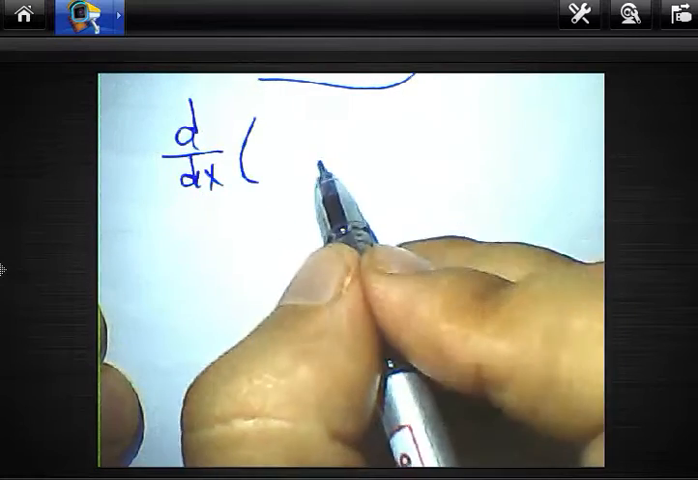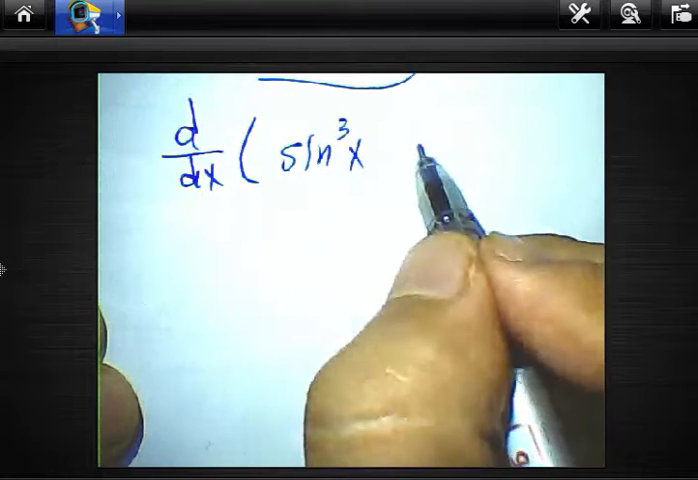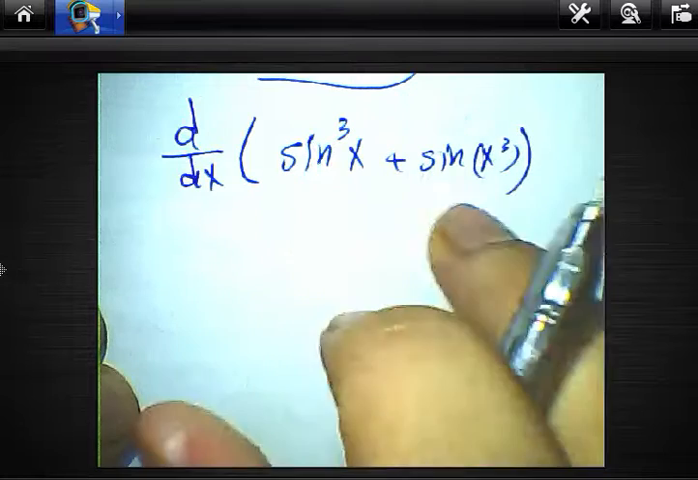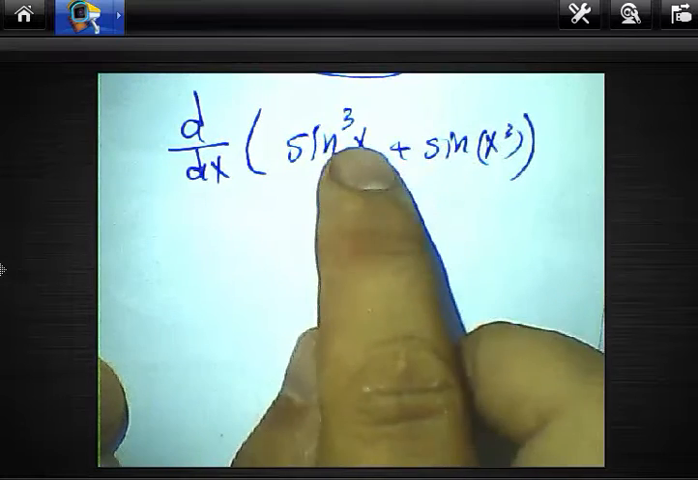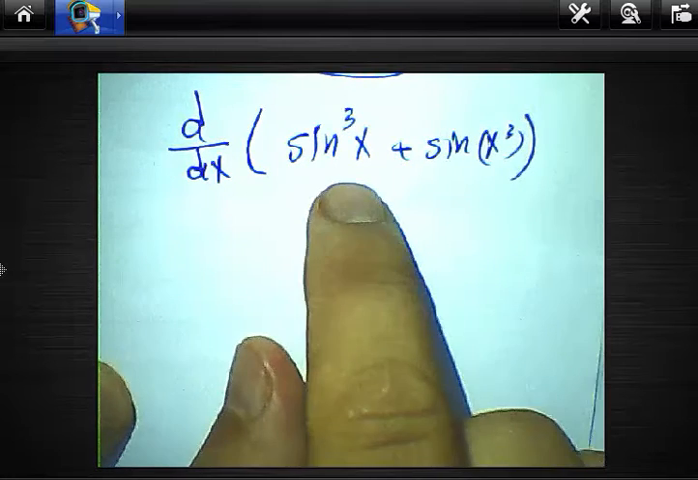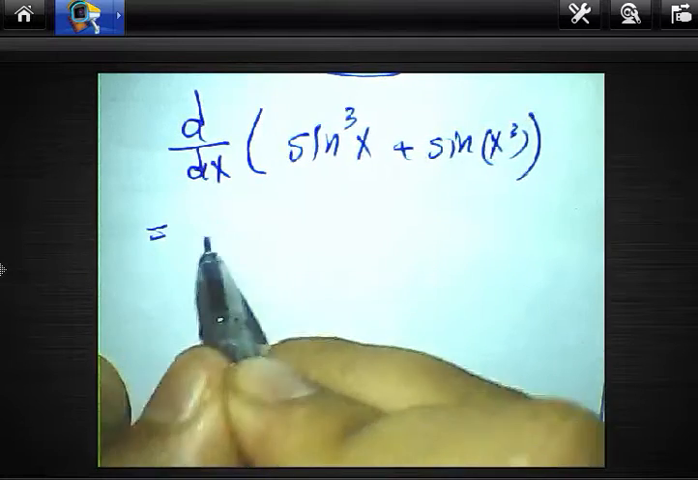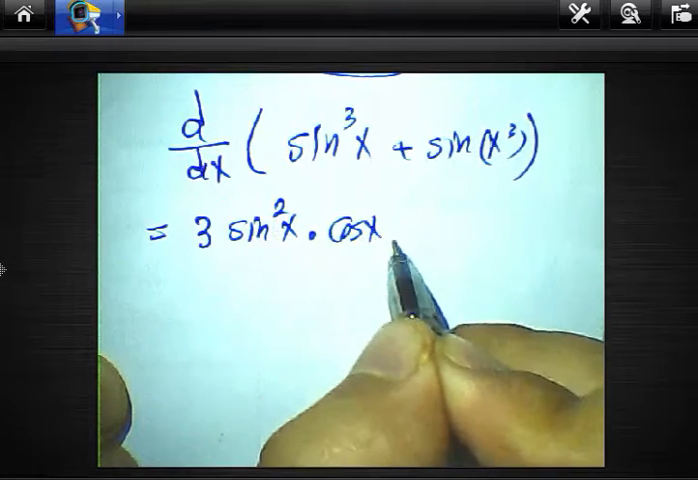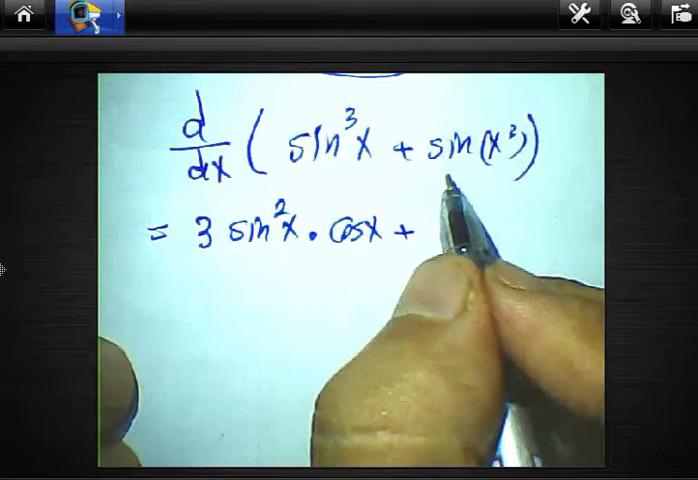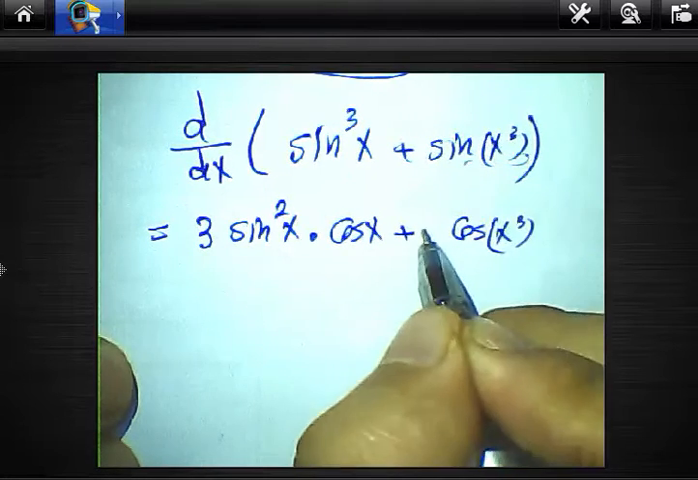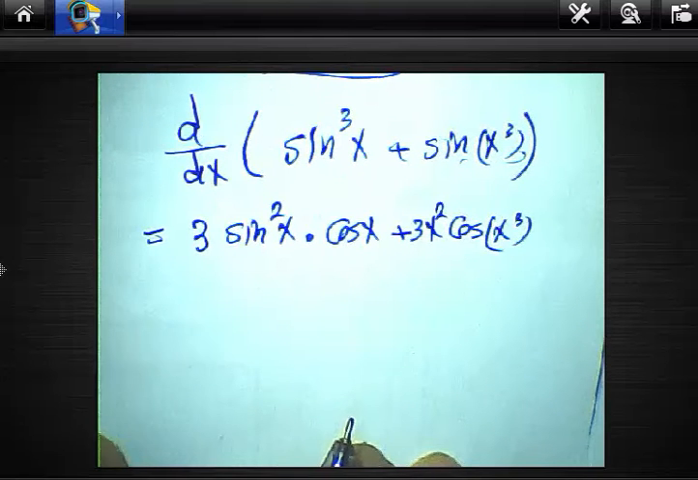Okay, and here we want to find the derivative of this function, sine power 3x plus sine x power 3. We have a sum of two trigonometric functions, so we must drop the power outside and subtract 1 from this power, and then find the derivative of sine. So the result will be 3 sine power 2x multiplied by the derivative of sine, which is cosine x. And here the derivative of sine is cosine x power 3 multiplied by the derivative of x power 3, which is 3x power 2. It's the result for this function.